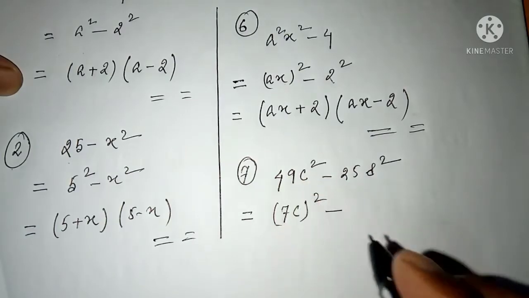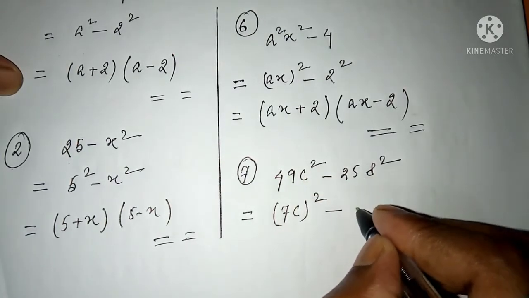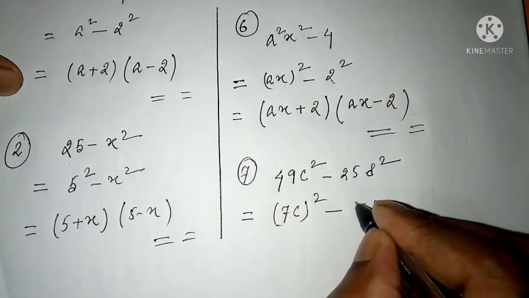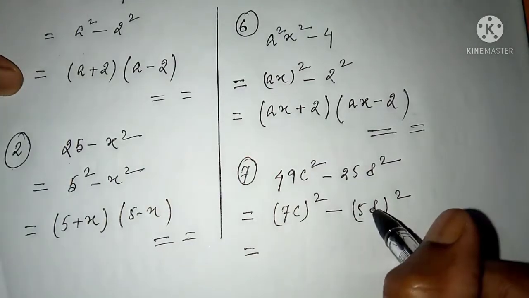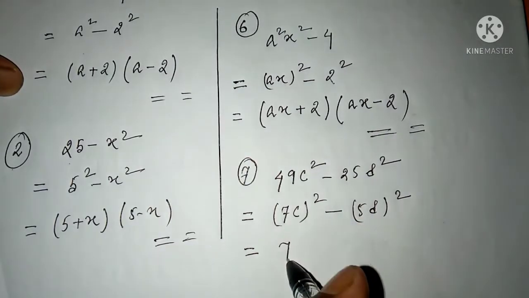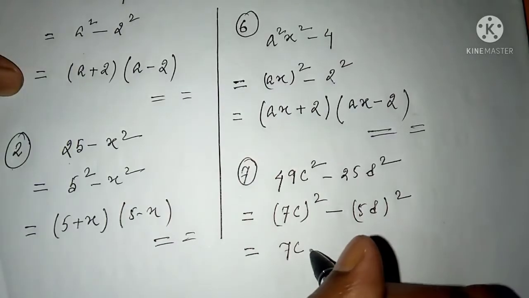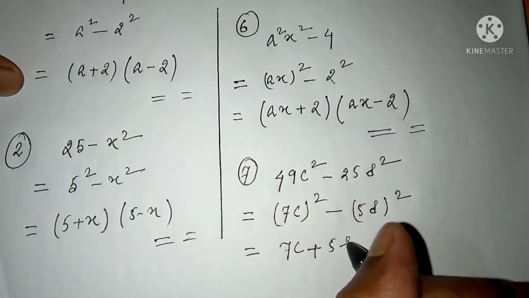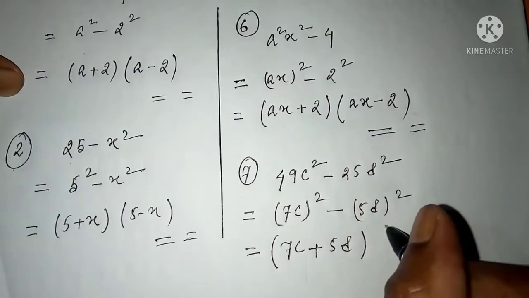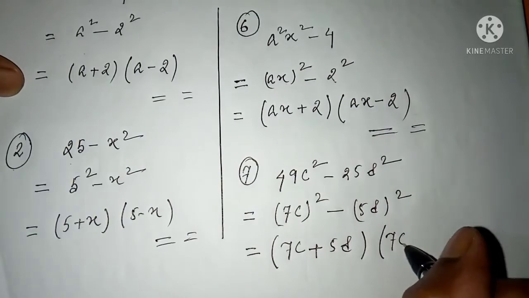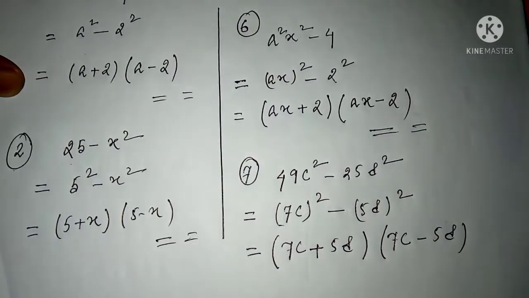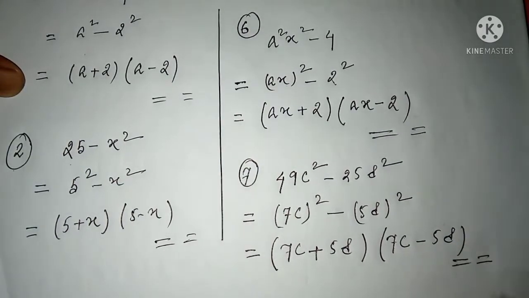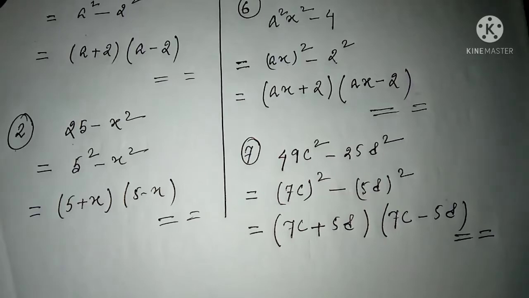Okay, I am not changing anything here. Again, this 25d square can be written as your 5d whole square. Then you can see here, this is in the form of a square minus b square. This is the first term, so you write 7c, plus 5d, that is your second term, and then the first term minus your second term. So this is our answer to the seventh question.